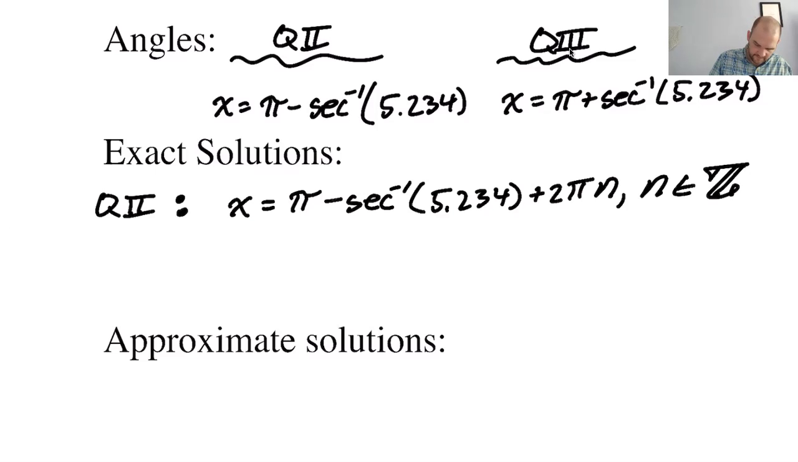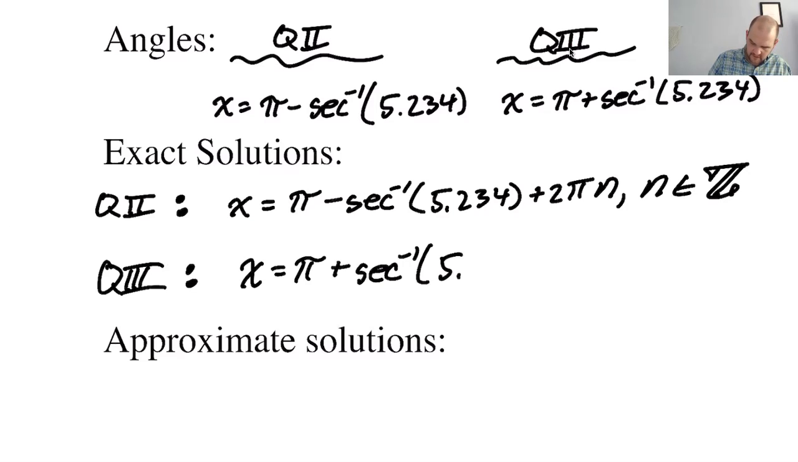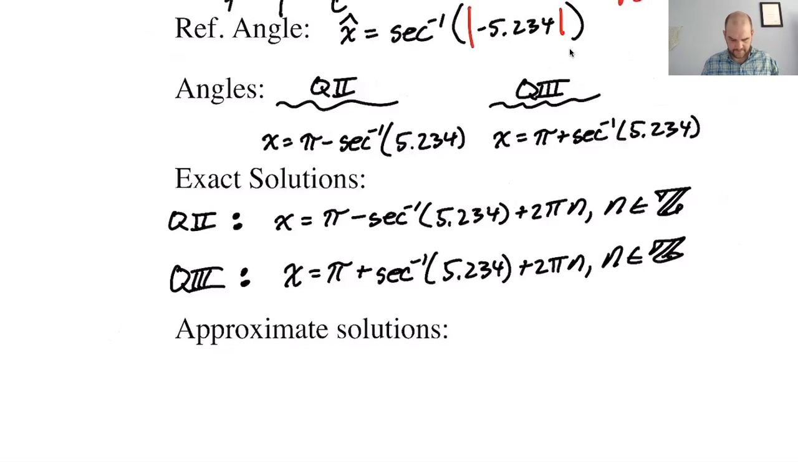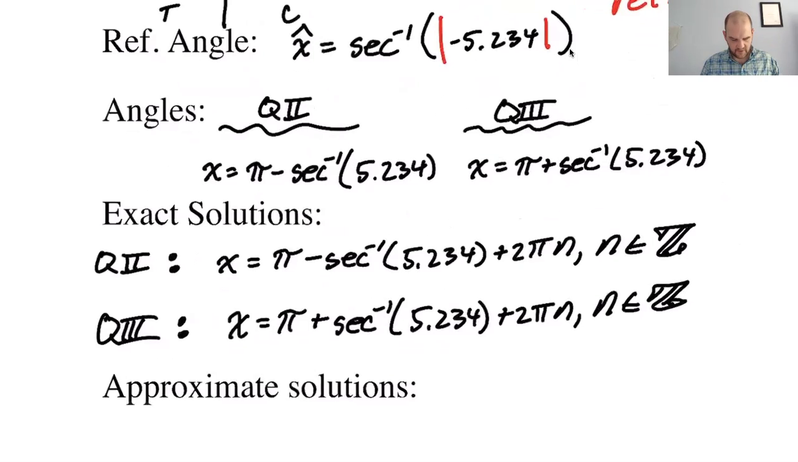So we get this, and then in quadrant 3, here I'm just adding in the period, which we could have done one step above, I suppose, but still kind of new to this, so why not. 2 pi n, where n is an element of the integers, so we get that. And now it says, what are the approximate solutions?